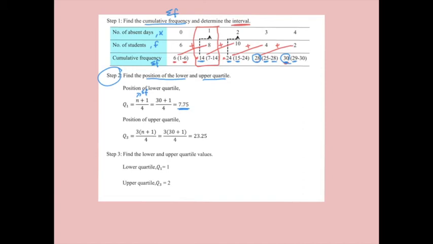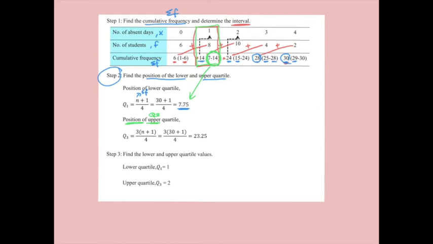So 7.75, this is the interval that contains this value. So 7.75 falls in the number of absent days equals to 1. The next one, you need to find the upper quartile, the position of Q3.